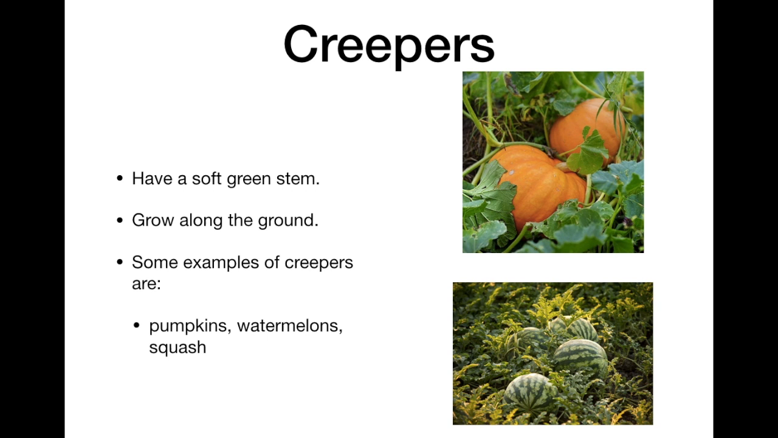Next we have some creepers. Now creepers usually have a soft green stem. They grow along the ground. And that's pretty much it. Some examples of creepers are pumpkins, watermelons, and squash. So they're all actually a part of the same family. Alright, let's move on.